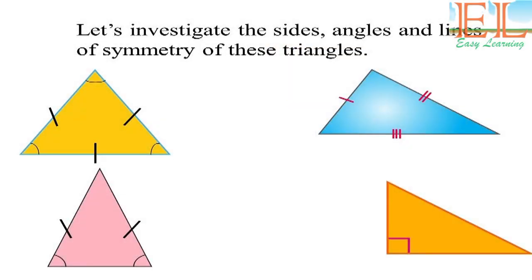So we start with the equilateral triangle, and then we have the scalene, which you can name them. We have the isosceles, and then we have the right angle triangle.